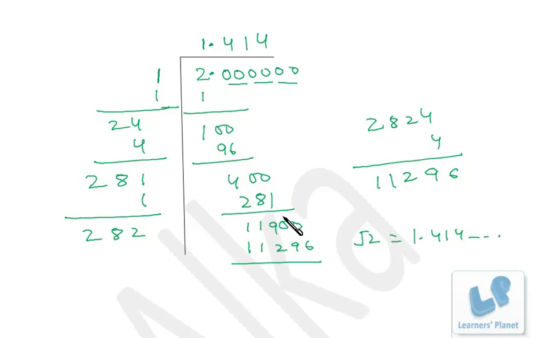So this way you can find the square root of any number. You just have to put a decimal. Maybe if you have to find the square root of 3, then put an even number of zeros after the decimal, start like this, and up to 2 digits you just have to find. So go up to 2 steps only. Similarly, you can find the square root of 5, 7, any number.